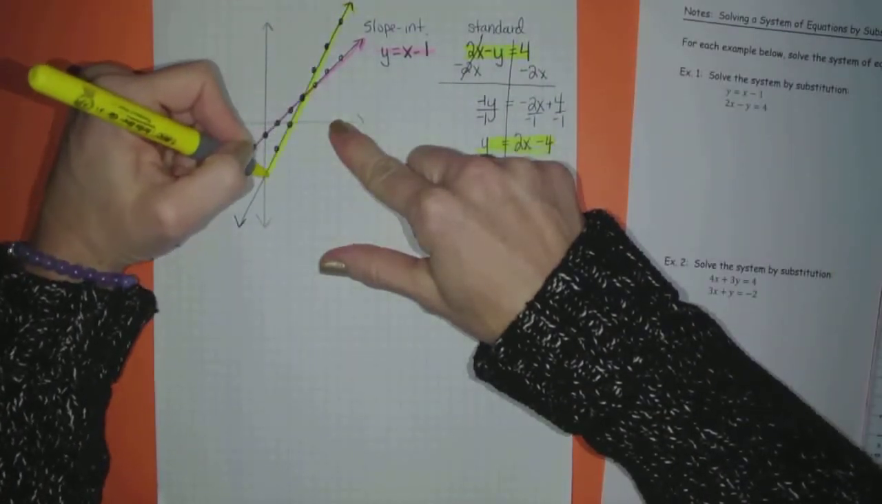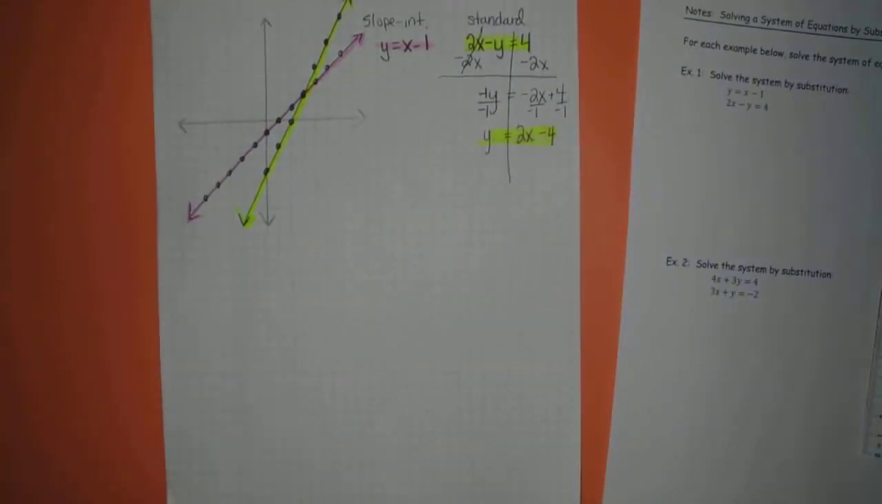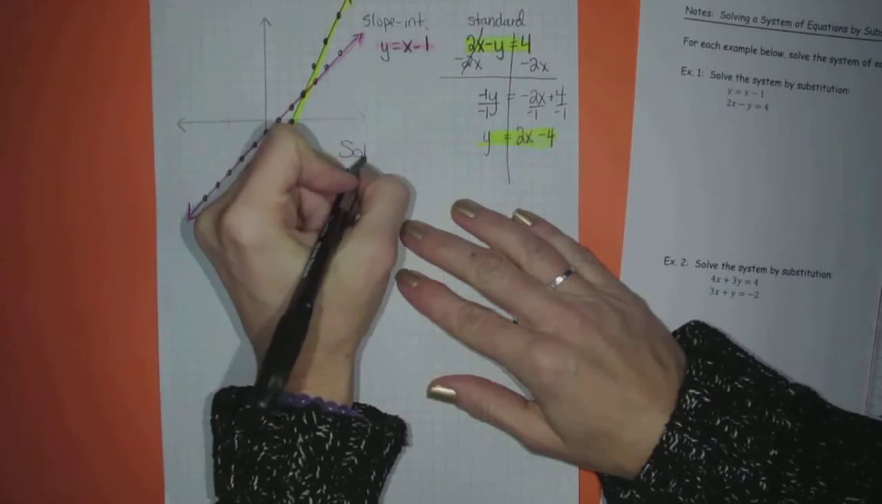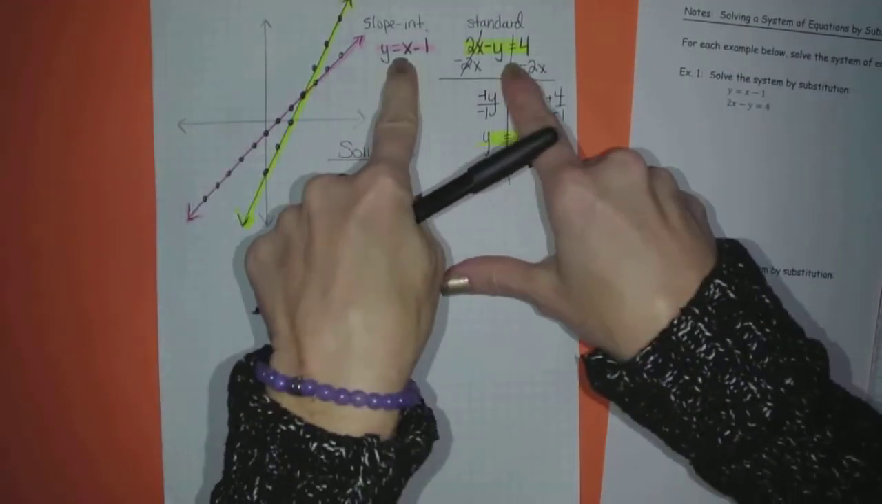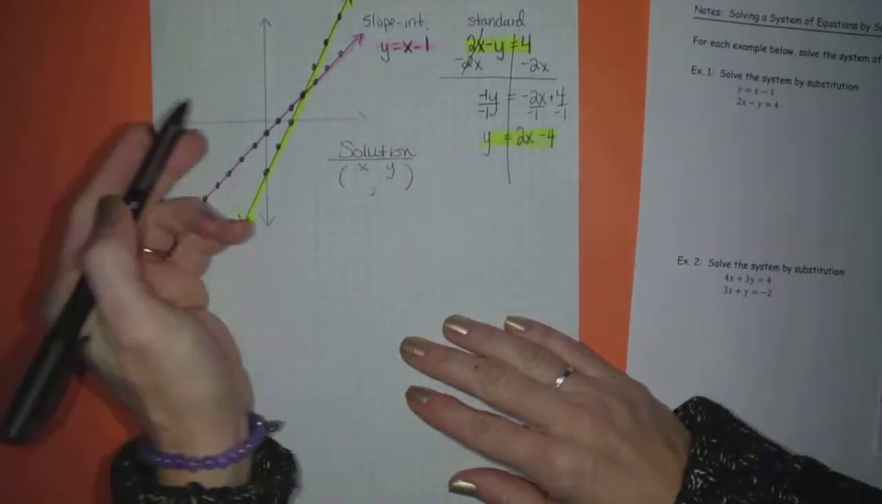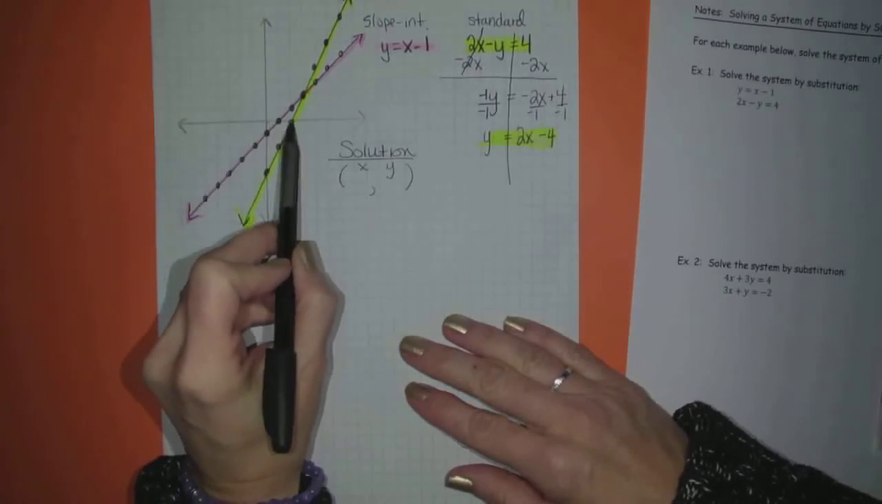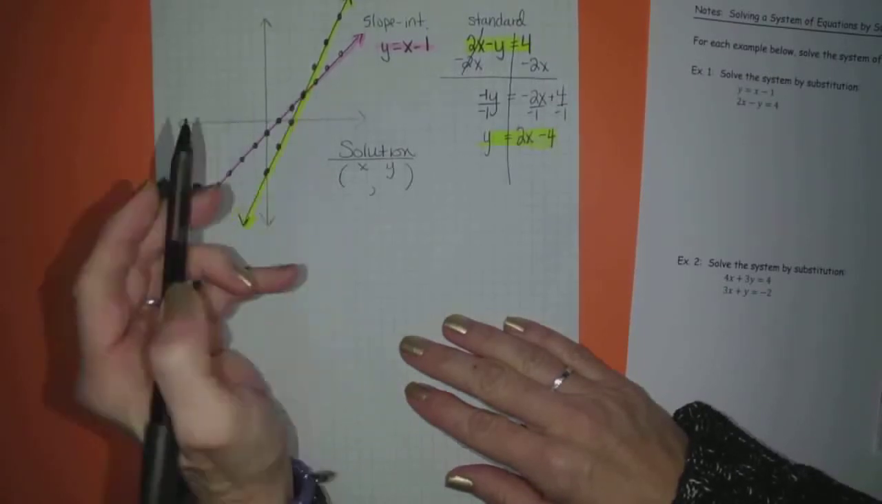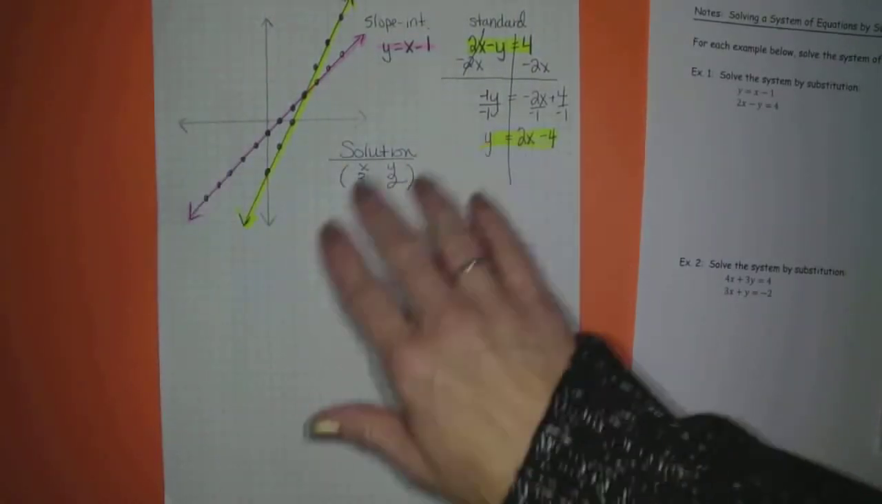And so we name the solution of this system the ordered pair where they intersect. So my solution, the ordered pair that will make both equations true at the same time, is that point right there. So we're going to look at 1, 2, 3, 1, 2. So x is 3 and y is 2. Okay, that's the old way of doing things.